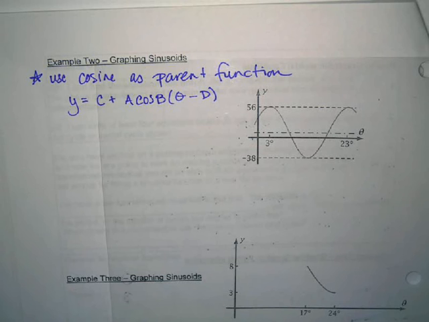Alright, can you maybe tell me what the A stands for? Or what that value is? Emily? Amplitude. Good. Amplitude is the space between your sinusoidal axis and the peak, which is the same as between your axis and the lower bound.